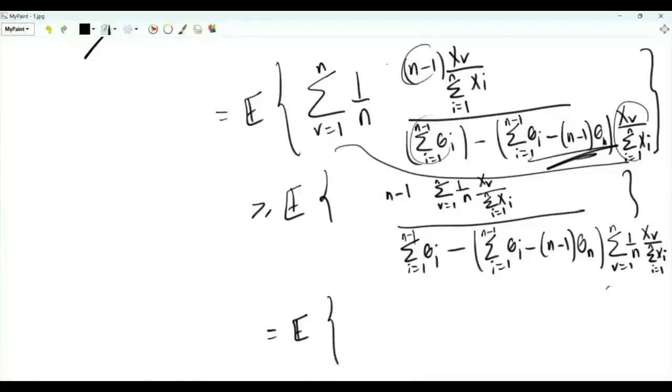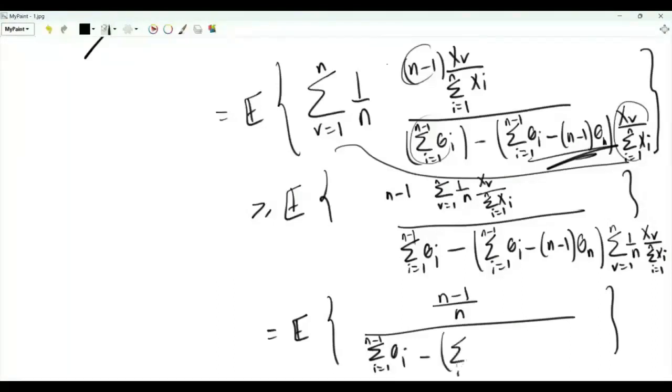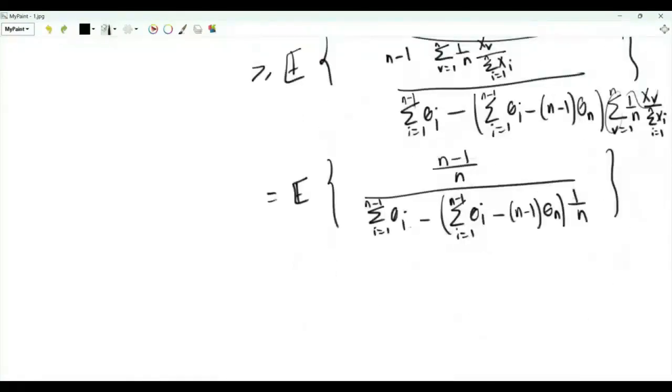Let's simplify. The sum over the sum, that's 1. So we have (n-1) over n. Downstairs, we have the sum i from 1 to n-1 theta i minus the same sum. We subtract (n-1)θn. The sum of the random variables divided by itself, that's 1. We are left with 1 over n. Note that the random variables have disappeared. This is the expectation of a constant. That's the constant itself. Multiply the numerator and denominator by n.